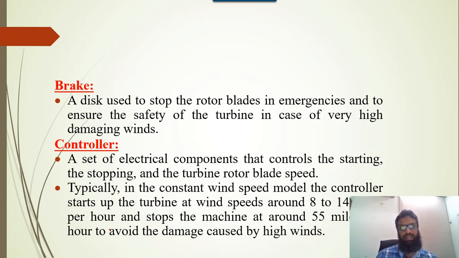Then we have the brake. There is a certain speed which a rotary blade can support. After that, if the speed increases beyond that, there is a chance of breaking the rotary blade. So in order to control the speed and protect the blade from damage, we use a special kind of rotary blade braking system, which applies the brakes and protects the whole system.